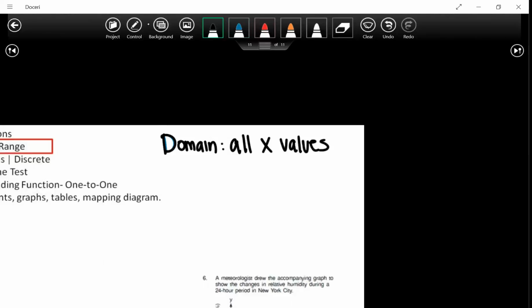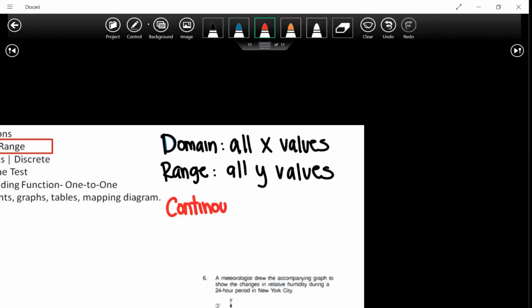All its values, range. All Y values. We talked about as well as continuous. I know I spelled that wrong and I apologize. I'm not an English teacher here. Continuous is a line without points.